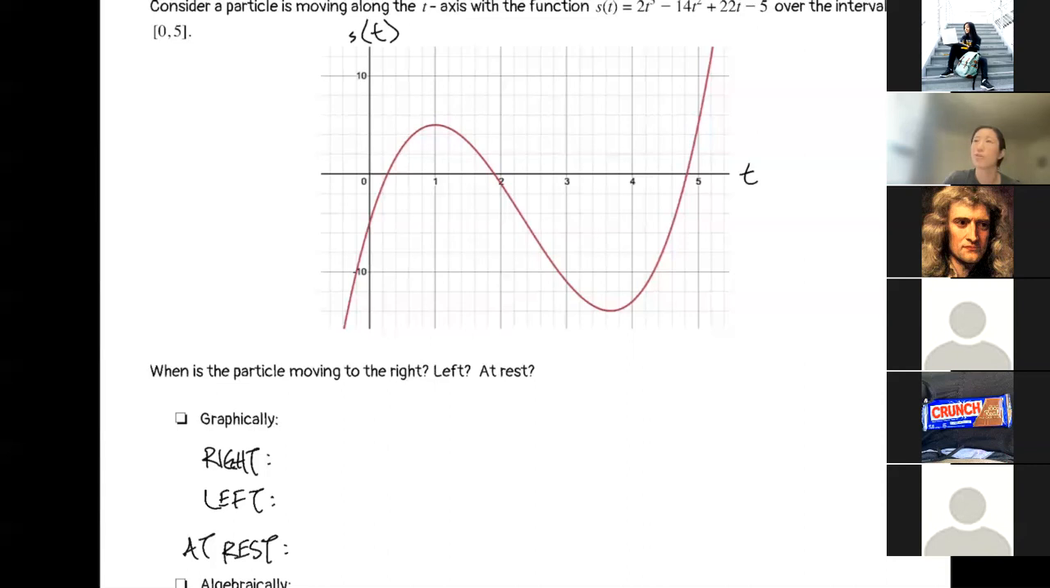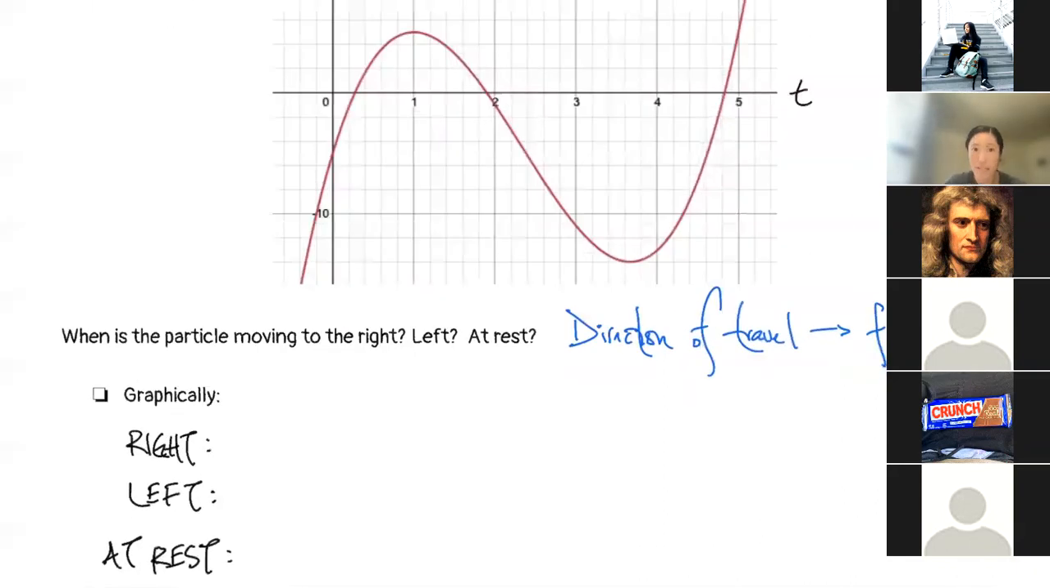Now, it turns out when we're looking for the direction of travel, okay, so direction of travel means that we want to look at the first derivative, okay? So when we're looking for the direction of travel, like moving to the right, that means that we have a positive slope, all right? We're looking to move to the left, we're looking for a negative slope. And if it's at rest, then we're looking for when that slope is 0, okay?